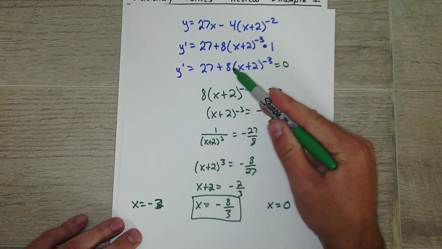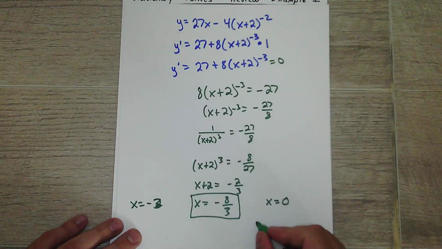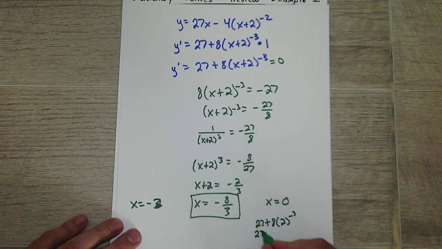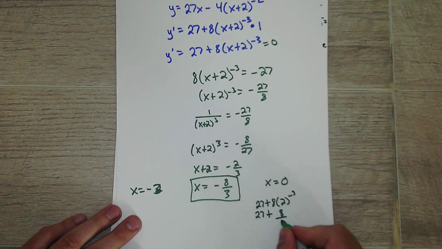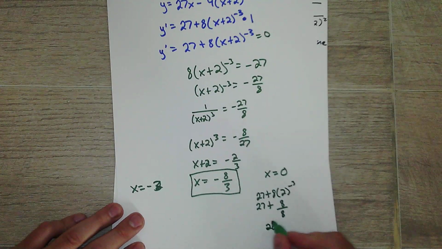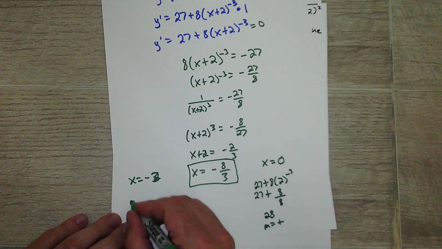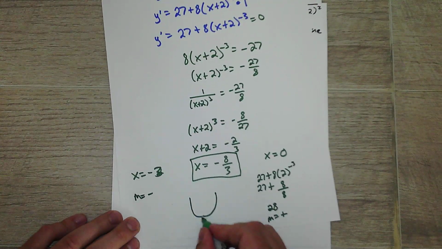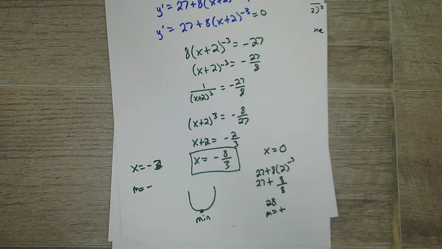So we get 27 plus 8 times (0 plus 2) to the negative third. That's 27 plus 8 over, since the negative exponent means we have 2 to the third down here, and that's just 8. So basically we have 28. That's positive, so the slope is positive here. That means on the other side the slope must be negative. So I have something that looks like this. So it's a minimum point. It is a stationary point and it's a minimum.